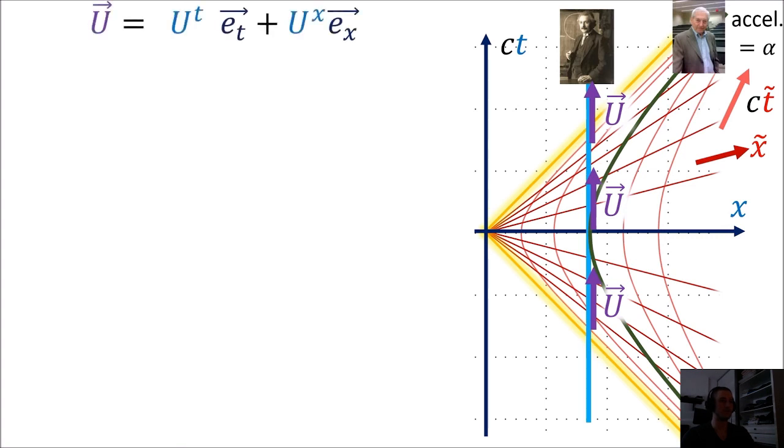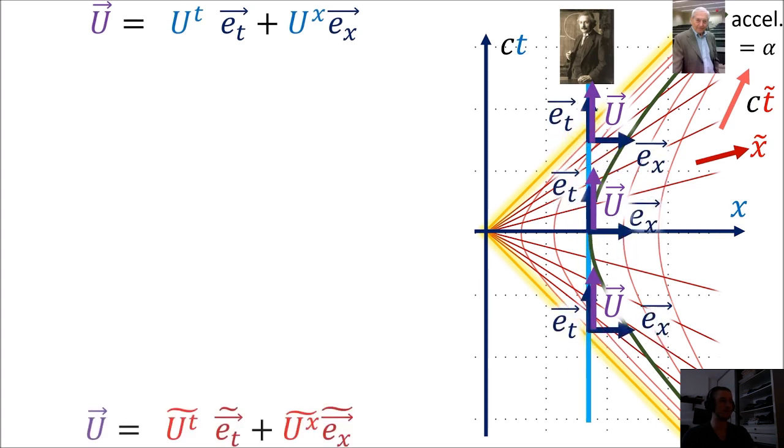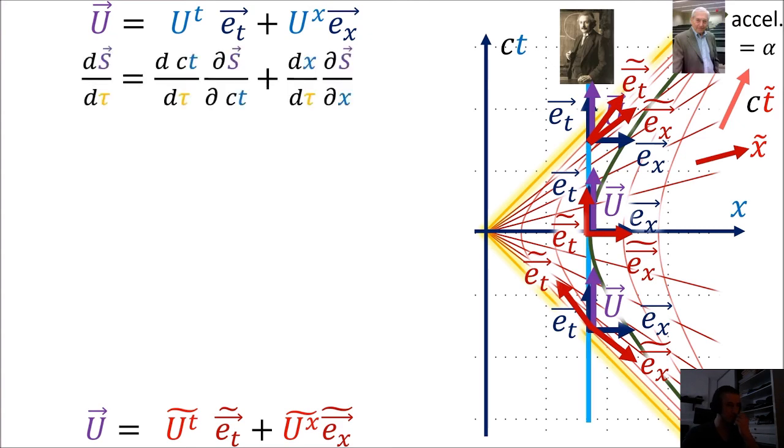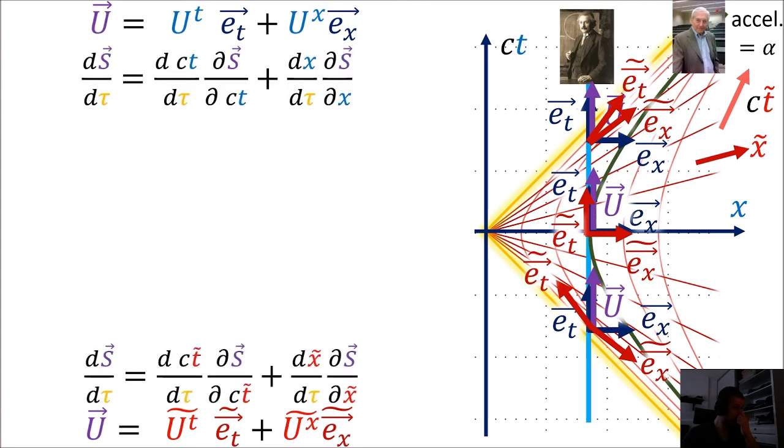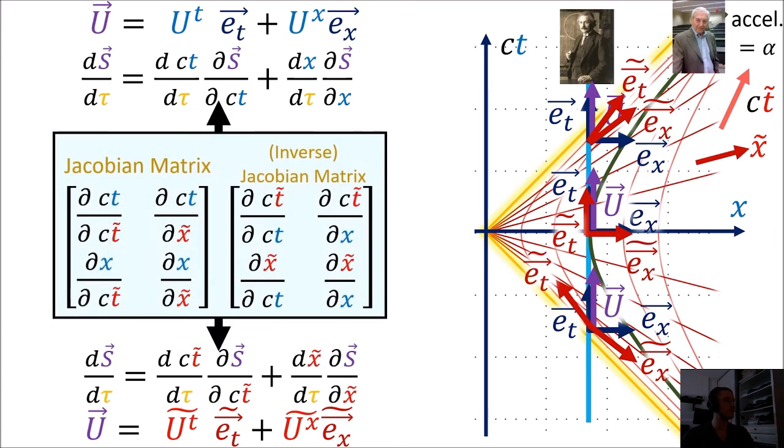But the vector components that Einstein measures in the basis et, ex will be different than the components Rindler measures in the basis et tilde, ex tilde. Given what we've learned in this video, let's get the components of these 4-velocity vectors using multivariable chain rule, and then use our knowledge of the Jacobian and inverse Jacobian matrices to change from Einstein's components to Rindler's components for these 4-velocity vectors.